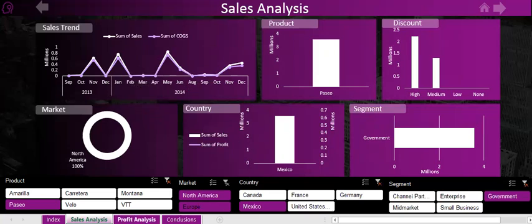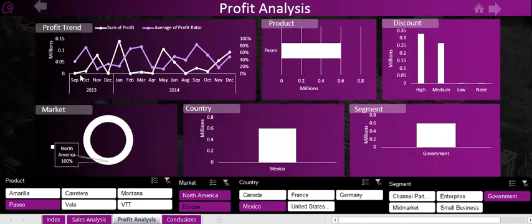Likewise, we can analyze profit also in the profit dashboard. See, in the profit dashboard, in the trending line, white indicates the profit, and the violet line is the profit ratio. Profit ratio is nothing but the ratio of profit and COGS. Sometimes we can see that profit is increasing, but the profit ratio is declining. This is mainly because in that period the COGS has increased.